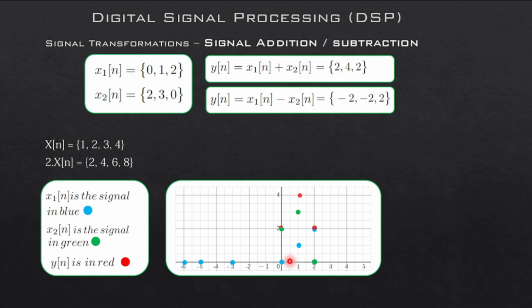Starting, by the way, from indices 0, 1, 2, and so on, that's a causal signal. For each value, the first value corresponds to the first index, the second value, which is 1, to the second index, and the third value, which is 2, to the third index: 0, 1, 2. Then x2[n] starts from 0, that's 2 at 0, then 3 at the second index, and 0 at the third index. So when adding them together, you get this red signal.